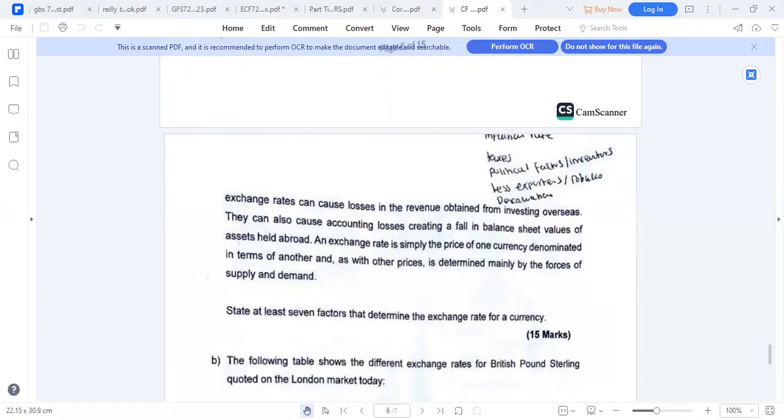What are the 7 factors that determine, at least there could be 10, okay? What are some of the factors that are used to determine exchange rate for a currency?